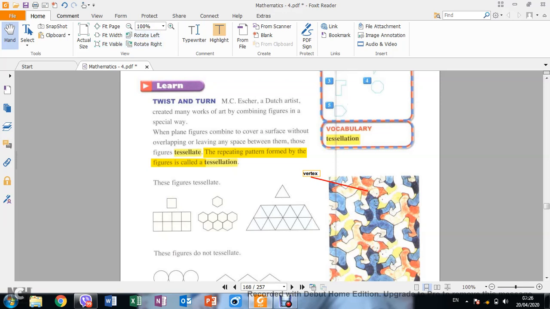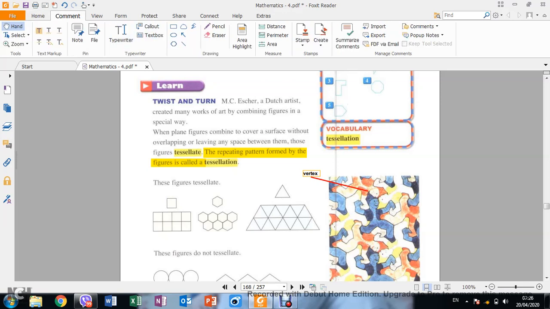Okay. For example, look at this figure. We have a repeated figure. At the same point, they connect to each other. For example, look at this point.